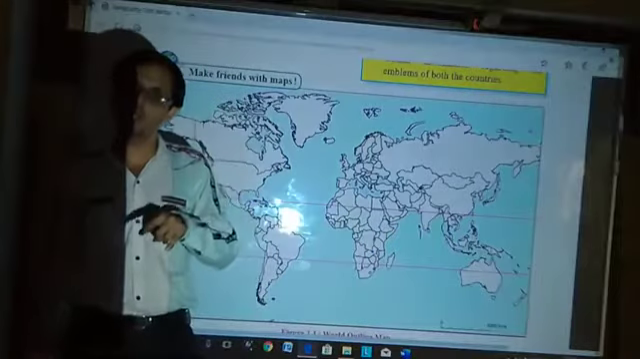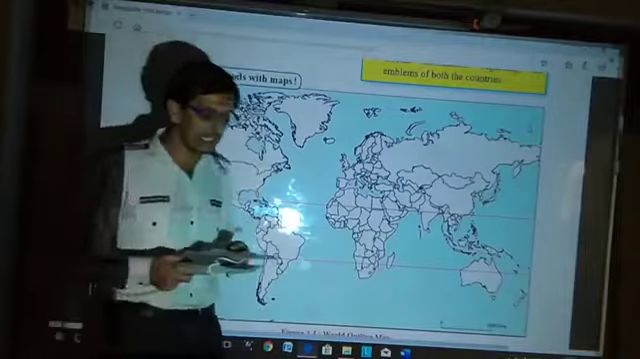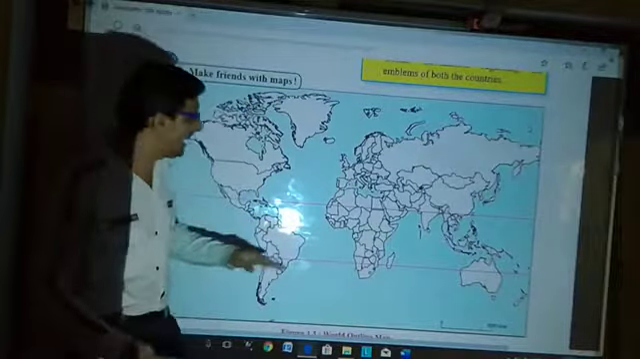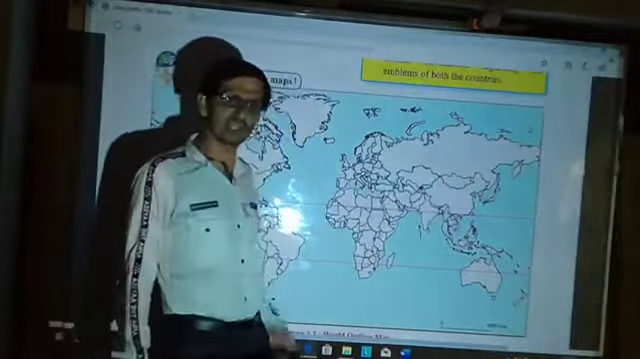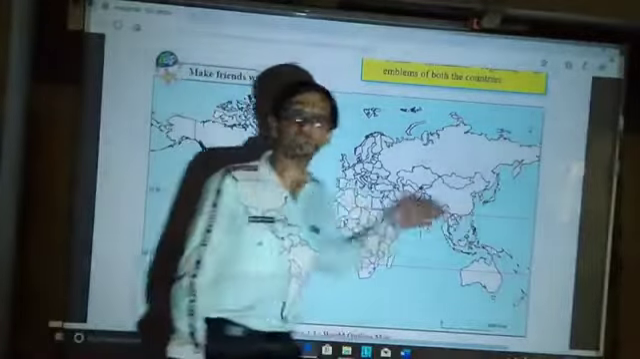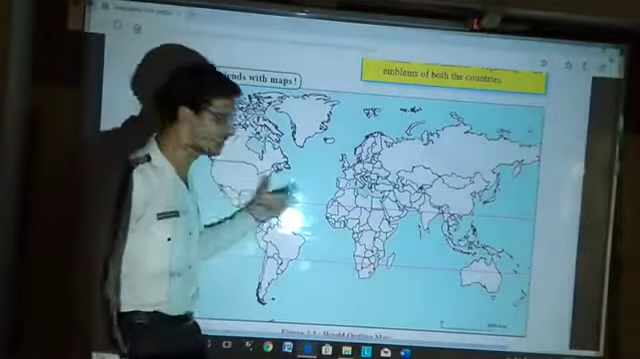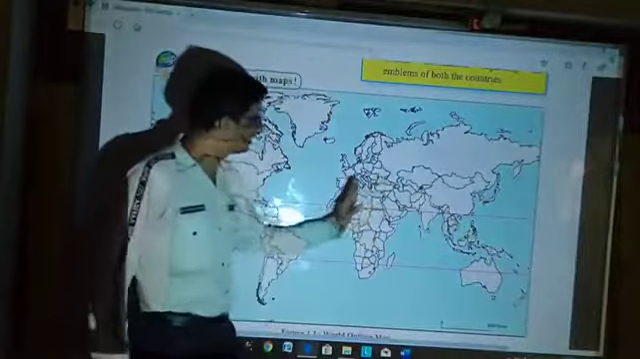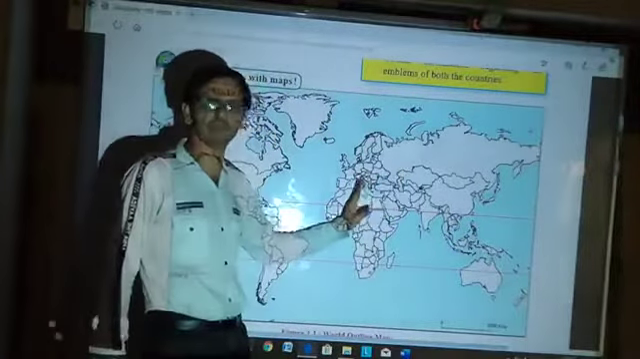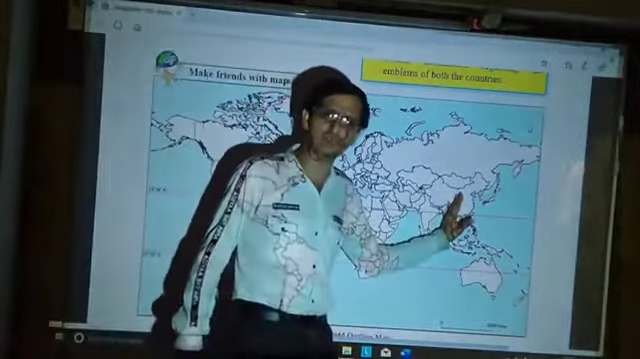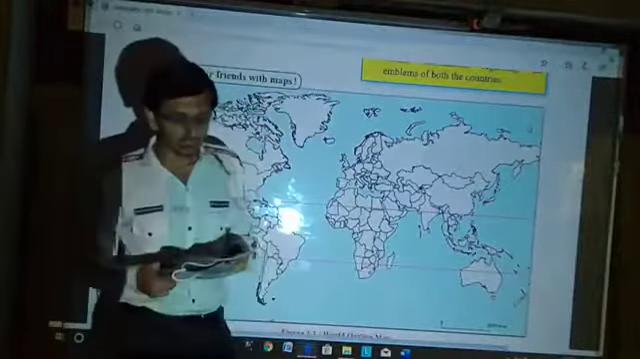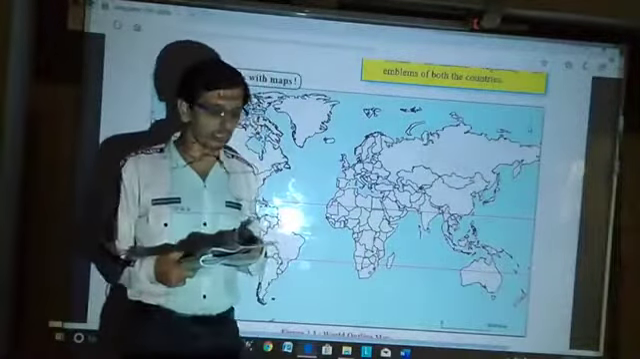These countries lie in the northern hemisphere. So you can see India is located in the northern and eastern hemisphere. Why eastern hemisphere? Obviously we are in the east, we are not in the west. This is the western part, this is the eastern part. Europe also lies in the western hemisphere, but this is the eastern part. That's why eastern hemisphere.